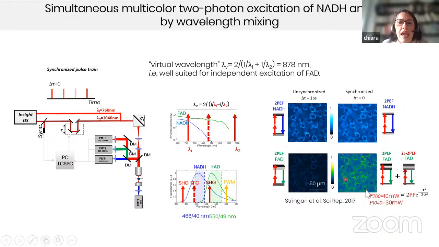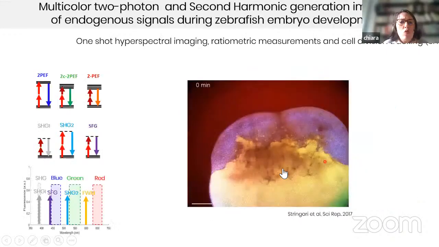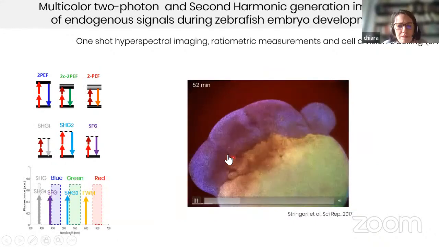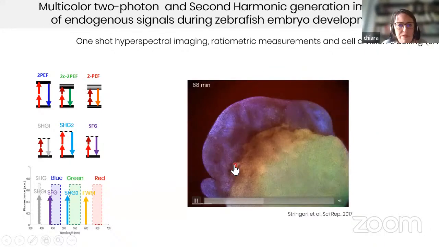And as you can see here, when we synchronize the two beams, we have a good FAD contrast and intensity simultaneously with the NADH intensity, something that we don't have if we use only one wavelength. So this is very useful for very dynamic systems. This is just a proof of principle of multicolor with wavelength mixing.